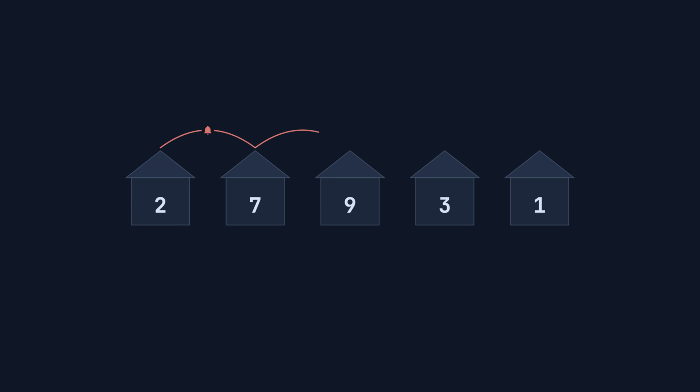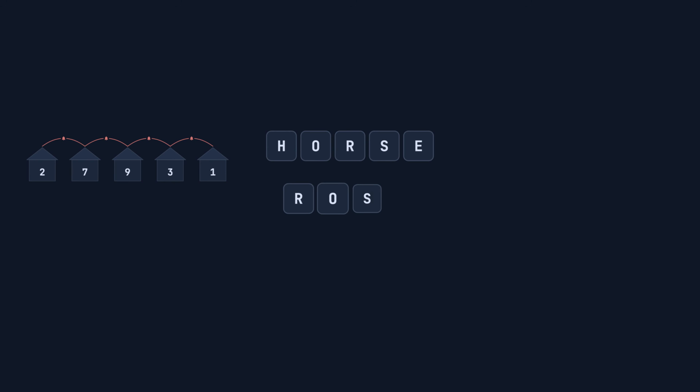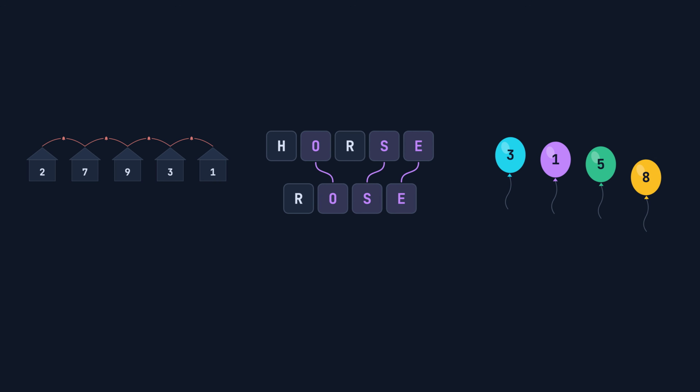Today, I have 5 puzzles for you that seem completely different. Here are 3 of them. In the first, you're a burglar working a street of houses. Every house has cash inside, and any 2 neighbors share an alarm. In the second, you're comparing 2 words, looking for the letters they have in common. And in the third, you're popping balloons for coins, where every pop changes what the neighbors pay out.